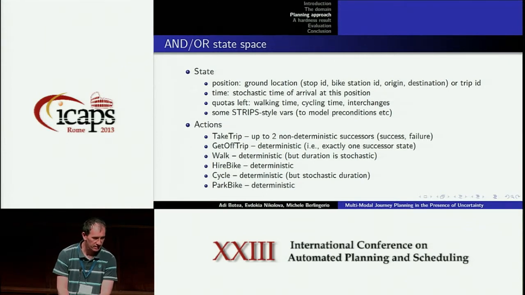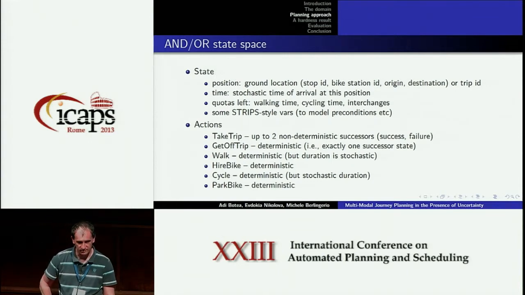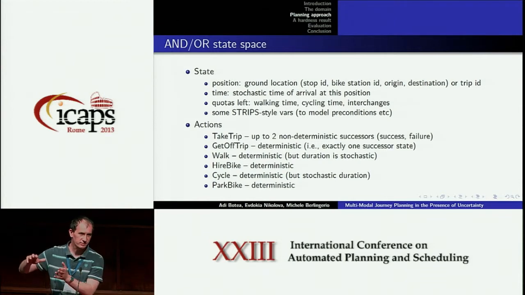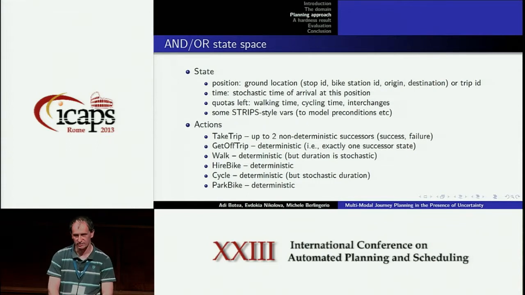A quick look at the actions now. Action take trip is a non-deterministic action in the sense that it can have up to 2 successors. Those correspond to the cases when the action succeeds, therefore we are able to catch the trip, or the action fails, and in that case we miss the bus. Get off trip is modeled as a deterministic action. That means that we have exactly 1 successor state, and that means that we always succeed in getting off a bus when we want to get off that bus.